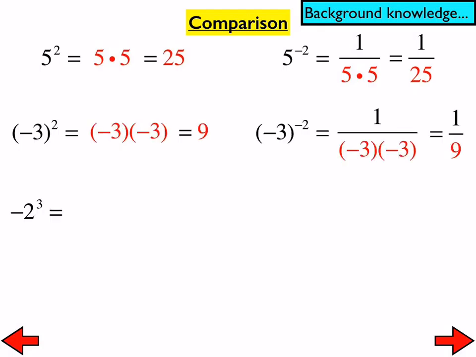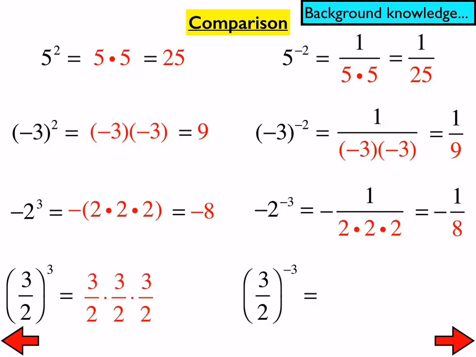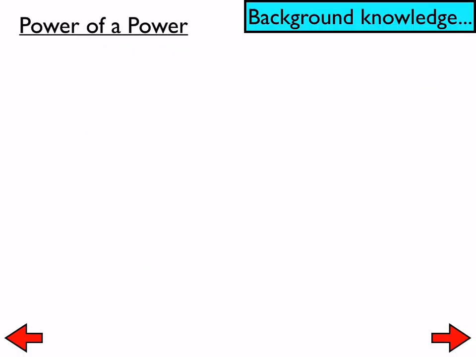We did several examples in class. The fraction ones we didn't do a lot of, but we will start to do more of those. 3 over 2 cubed would be 3 over 2 times 3 over 2 times 3 over 2. And then the reciprocal of that would be 2 over 3, right? Times 2 over 3 times 2 over 3. Everyone okay with these? We're going to do a bunch of those today.